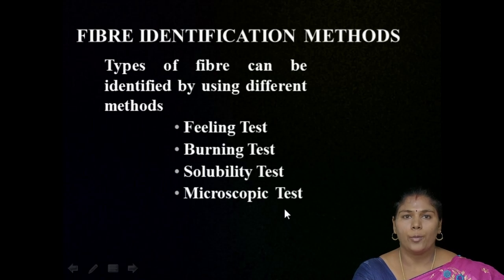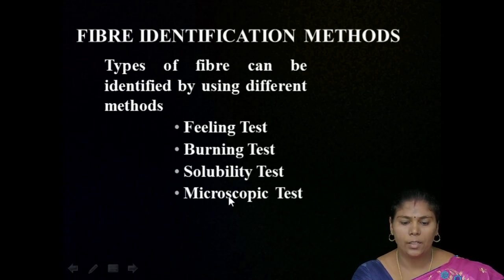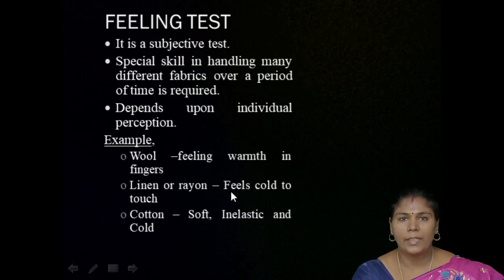How can fibers be identified? Four different methods can be used to identify fiber: the feeling test, burning test, solubility test and microscopic test. Let's see them one by one in detail. The first one is the feeling test.